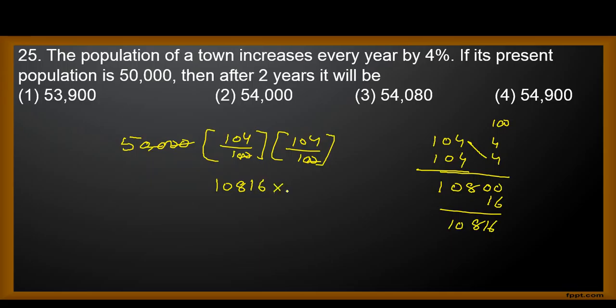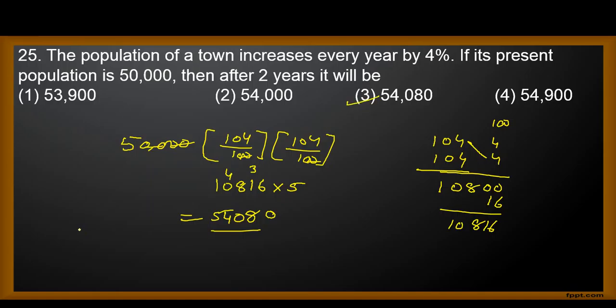104 into 104 is nothing but 10816 into 5. On simplification you will get: 5 6s are 30, 3 carry forward; 5 1s are 5 plus 3, 8; 5 8s are 40, 5 zeros 4, this is 4, carry forward 0 plus 4 is 4; and 5 1s are 5. So the answer is option 3.